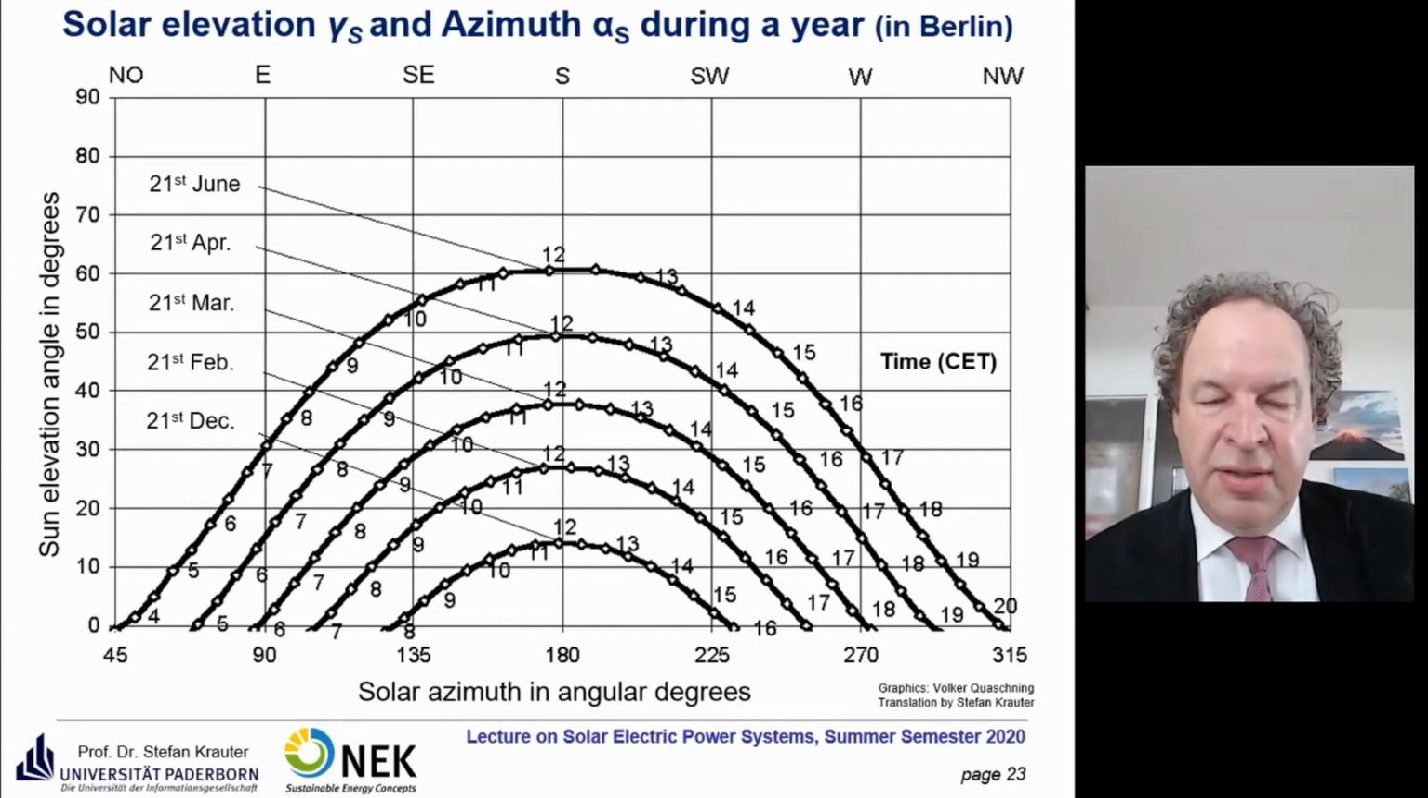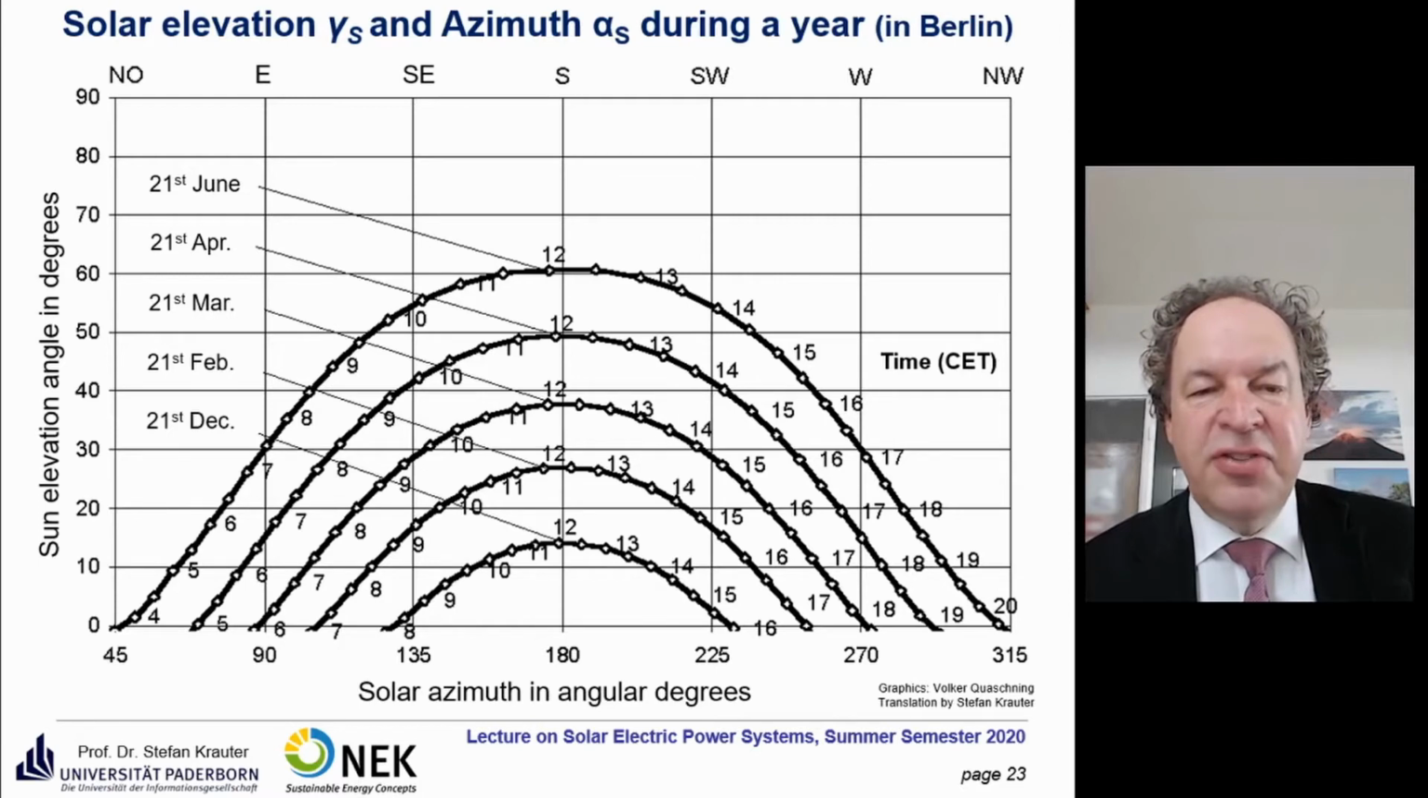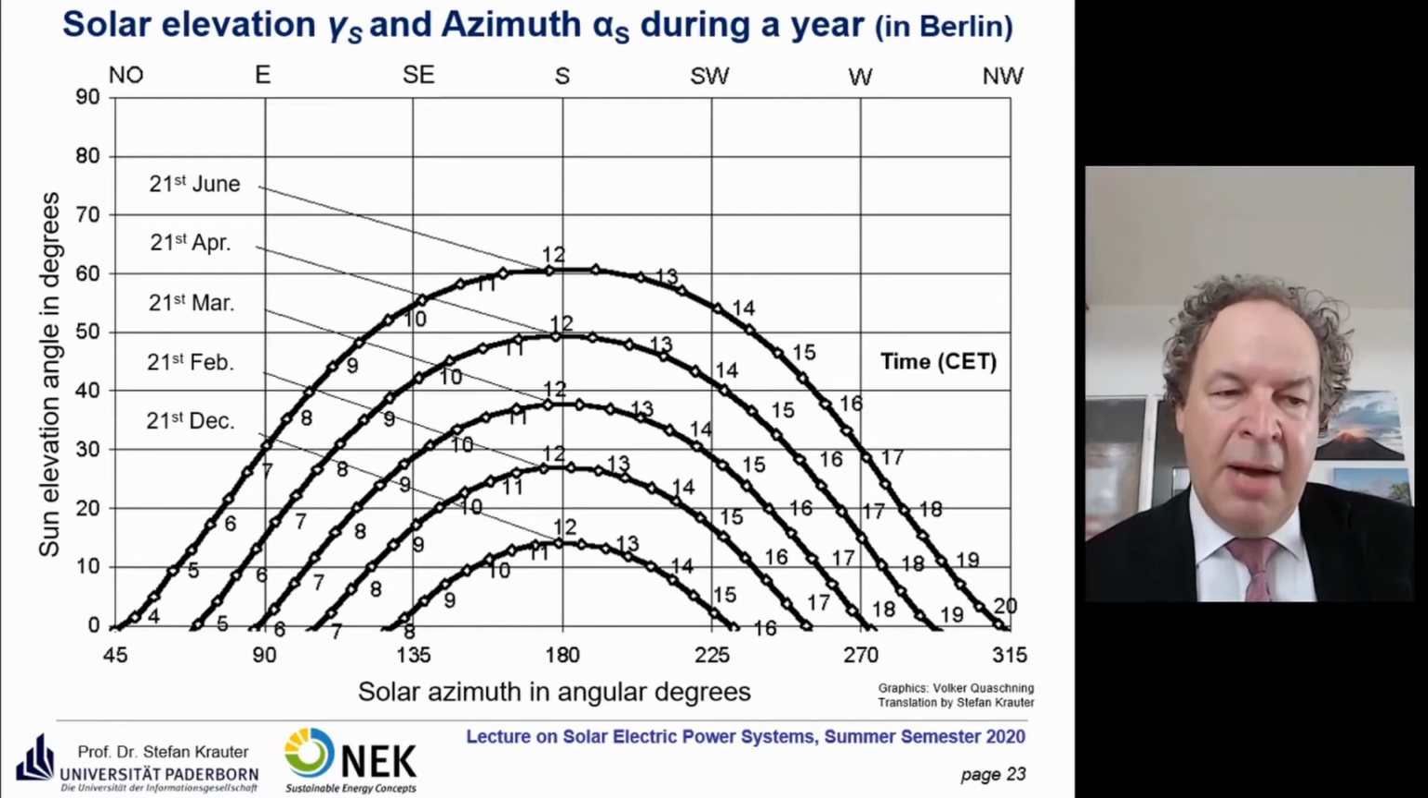Then we have southern direction mostly at midday, not exactly. That's depending on the position of the location where you do these measurements. And if you go, for example, to the 21st of April, we are very close to that. You see here that we will reach at midday an elevation angle of about 50 degrees. So gamma S is 50 degrees, and you can calculate the actual air mass due to that.